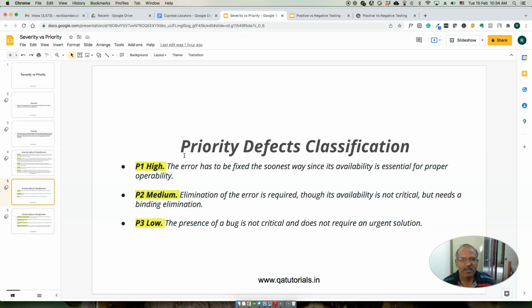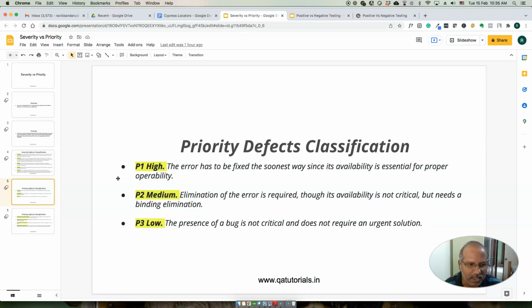This is the difference between severity and priority. I think you got some idea. Severity basically defines how important fixing that bug is for the functionality of the application, and priority is basically how soon to fix the bug so that the application can be used properly. This is the difference. I hope you got some understanding of severity and priority.